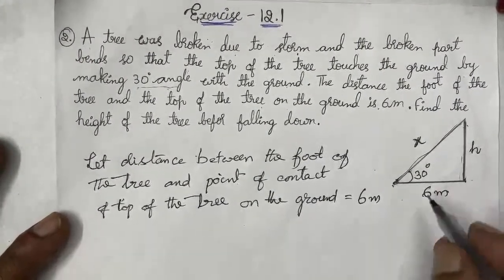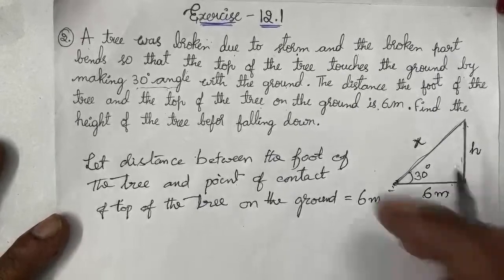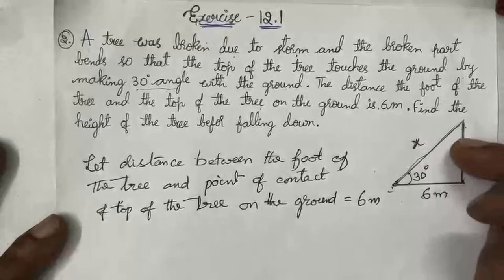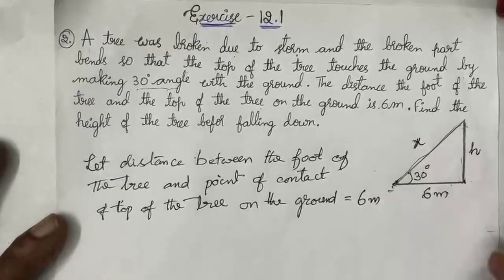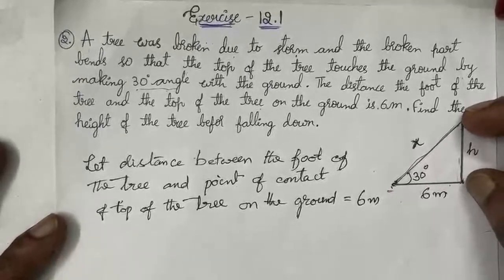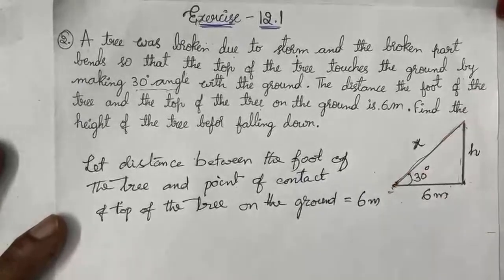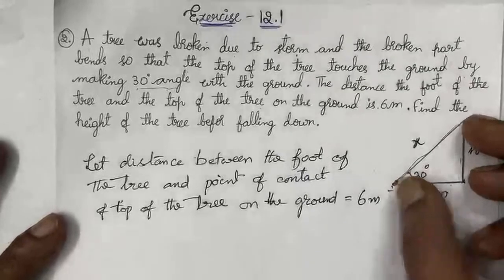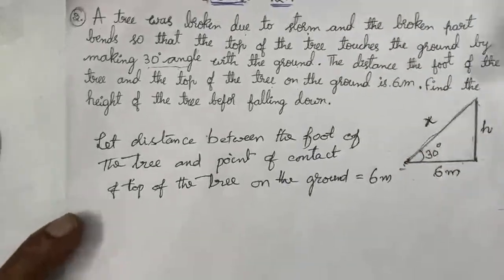This is the broken part which touches the ground. Whatever data is given, we are applying trigonometry on the right angle triangle. One data we have is 6 meters, the distance here, and the other is the height of the remaining part of the tree, which is taken as h, and the broken part is taken as x. So you have to find both values now.